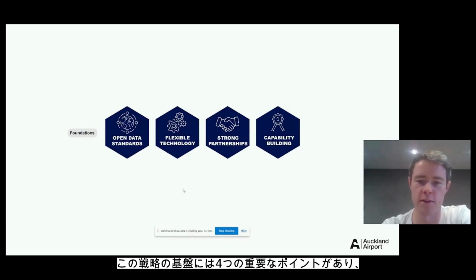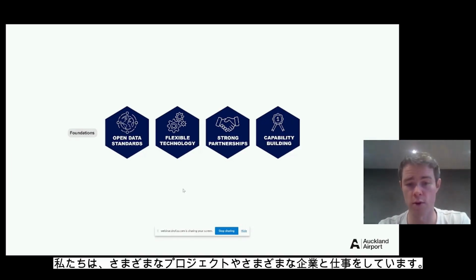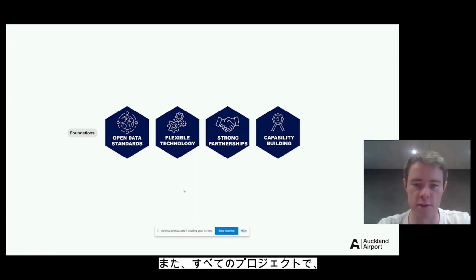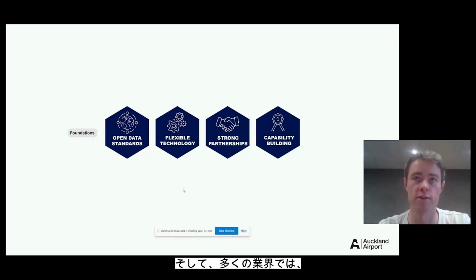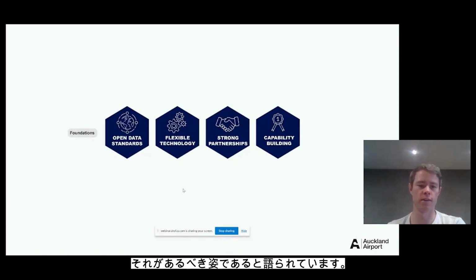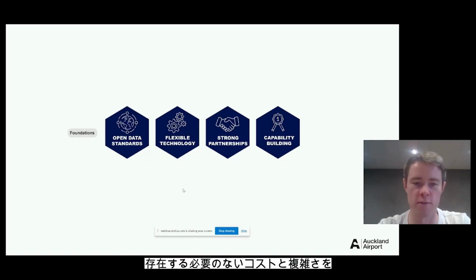And so the foundations of this strategy, we have 4 key things. And first is open data standards. We work with a whole range of projects and different companies, and not everyone uses the exact version of the same software at the same time for all projects. A lot of industry talks that that's the way it should be, but in many ways it's impractical, and it adds a whole layer of cost and complexity to projects that doesn't need to exist.